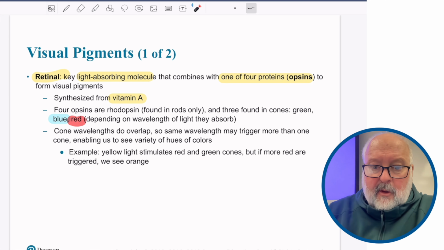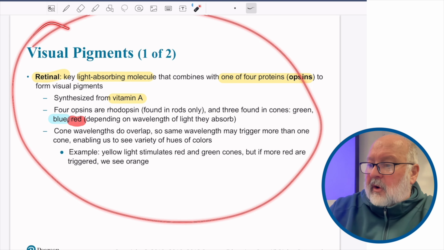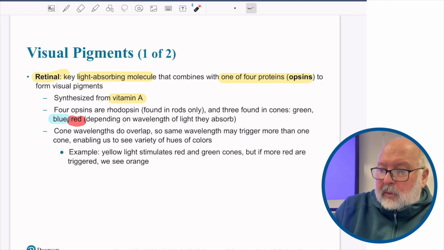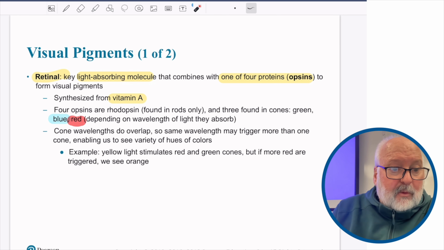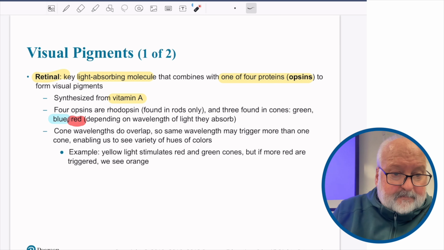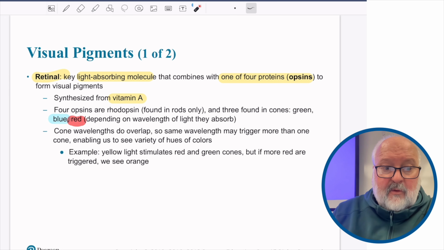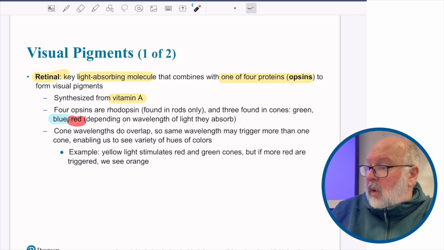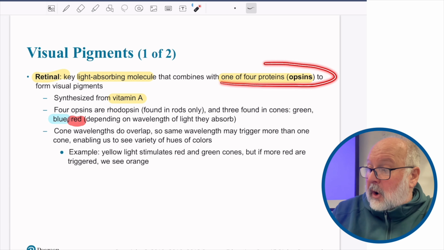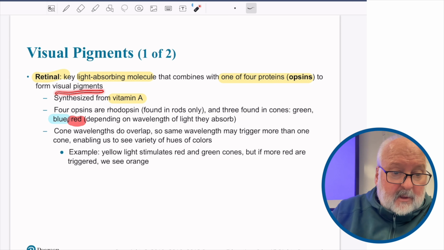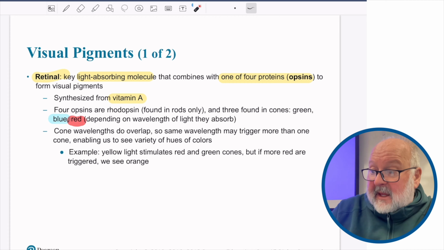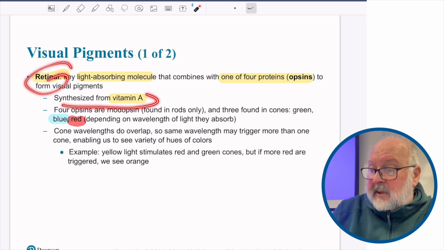We'll skip over the color blindness because I want to go here and talk about the visual pigments. So we're dealing with retinol, and the retinol is a really important molecule because it absorbs light. Now the retinol combines with one of four proteins, the opsins, to form what we're going to call the visual pigments. By the way, the basis of this is vitamin A.